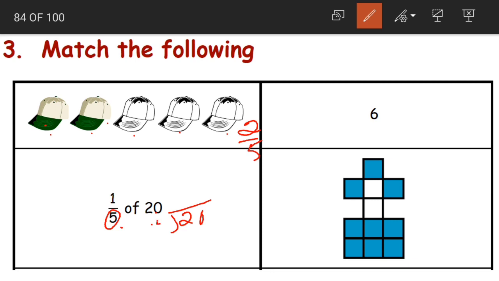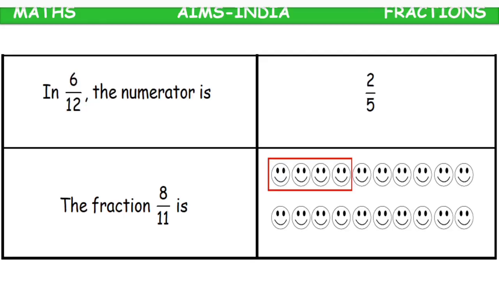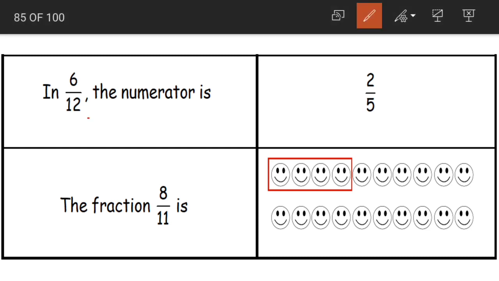20 divided by 5. That is nothing but 5 4s are 20, and when we subtract, 0 is remaining. So, what is the answer? 4 is our answer. 1 by 5 of 20 is 4. Next, in 6 by 12, the numerator is dash. What is the numerator? The numerator is our 6. Next, the fraction 8 by 11 is dash.